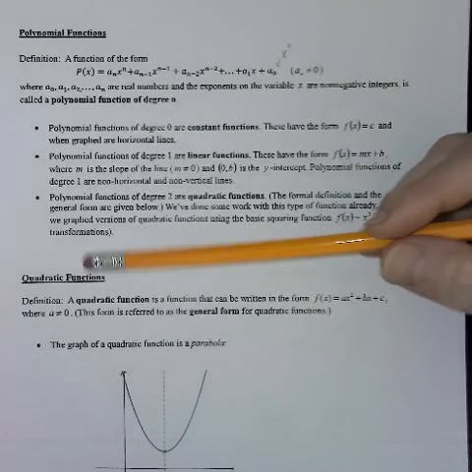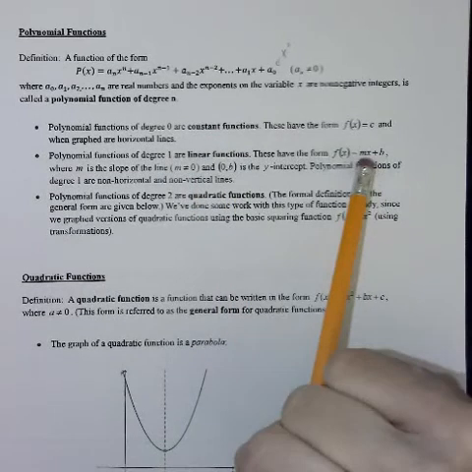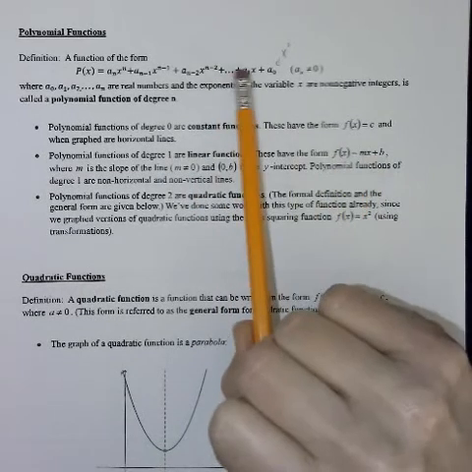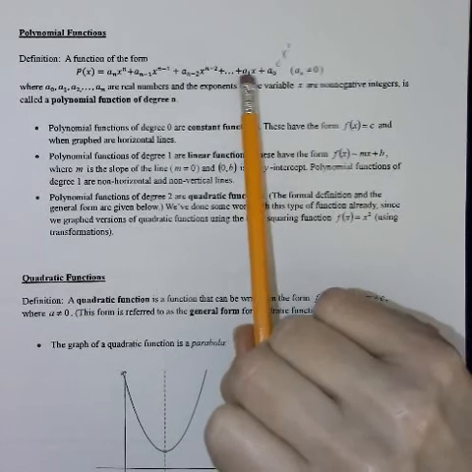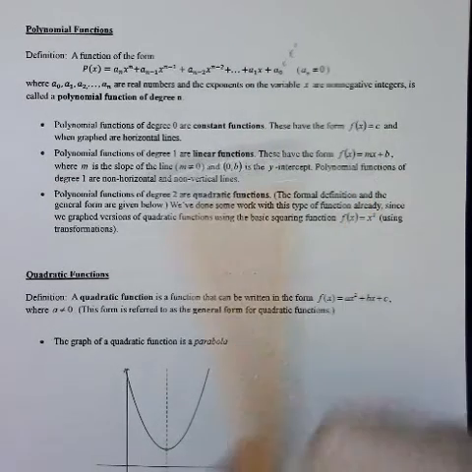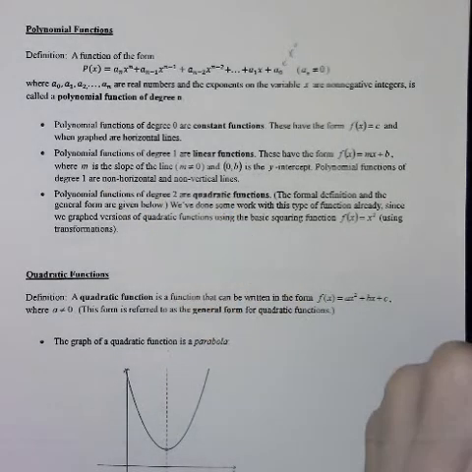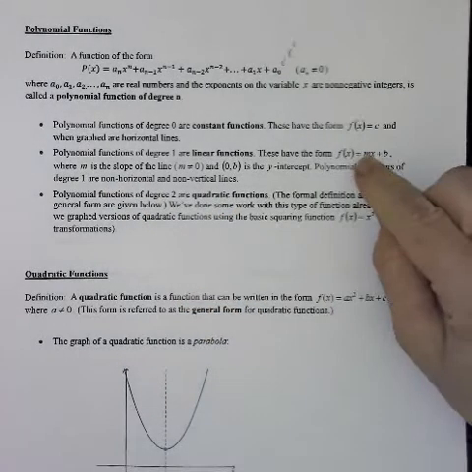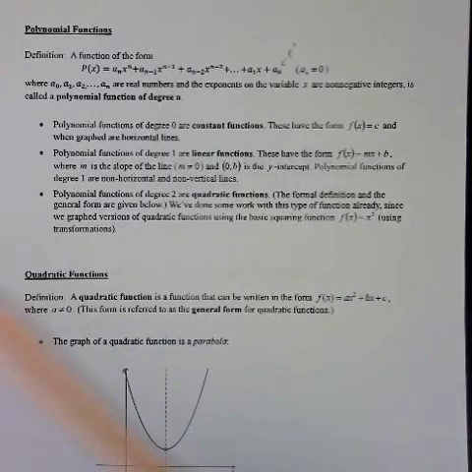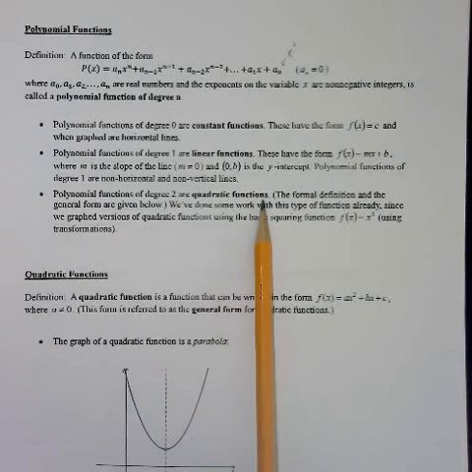Then a polynomial of degree 1 would be a linear function. This would be a sub 1 x plus a sub 0, but these numbers here would really be our slope and intercept, so we'll change to m and b when we write that. And of course, these, when graphed, would not be horizontal lines and they would not be vertical lines. If we have an x, then it's not horizontal. And then polynomial functions of degree 2, these are our quadratic functions, and that's what we're going to study today.